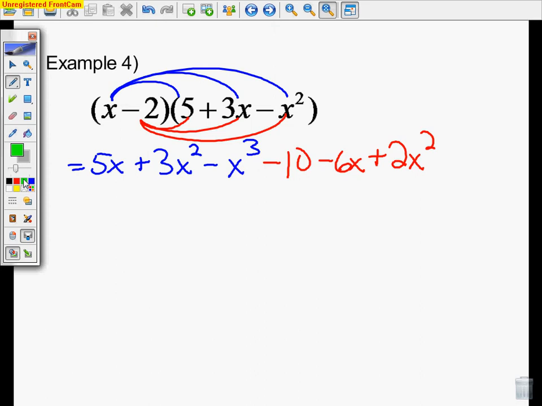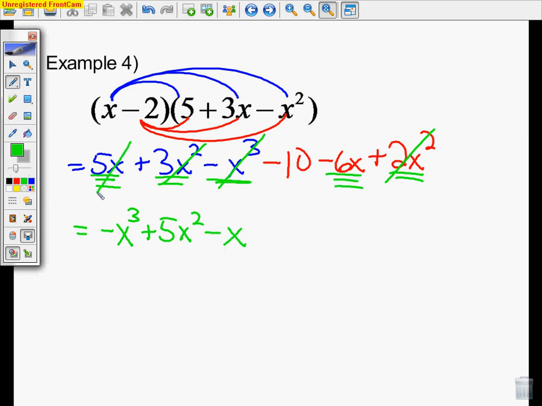From there, we combine our like terms. There's nothing like terms with that negative x cubed, so we're going to put that first. Remember, we typically like to put our polynomials in standard form, which means highest exponent to lowest. So that's why we do that x cubed first. So we have negative x cubed, that's gone. And then we have 3x squared plus 2x squared, which is positive 5x squared. So those are now gone. We have this 5x and this negative 6x, which combine to be negative 1x. So those are gone. And then we're left with that negative 10. Okay? And there we go. That's our answer.